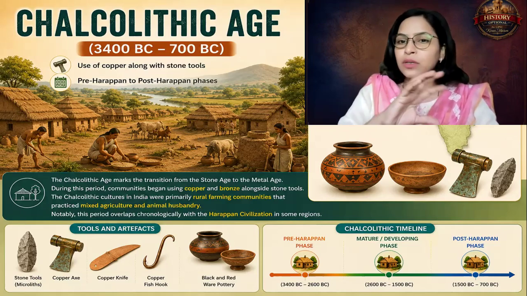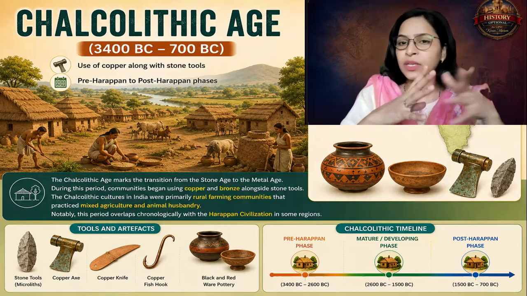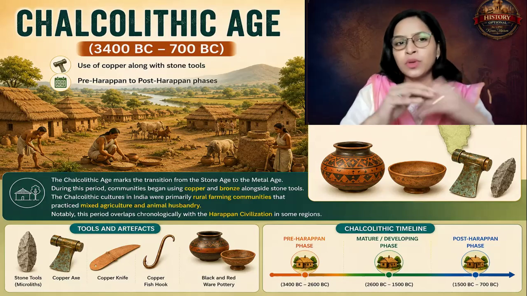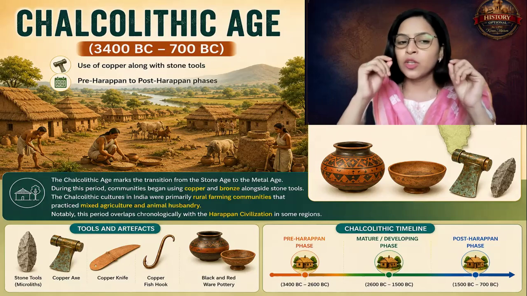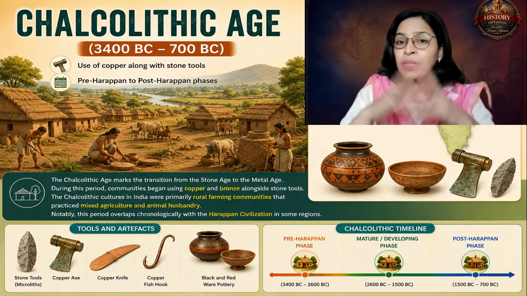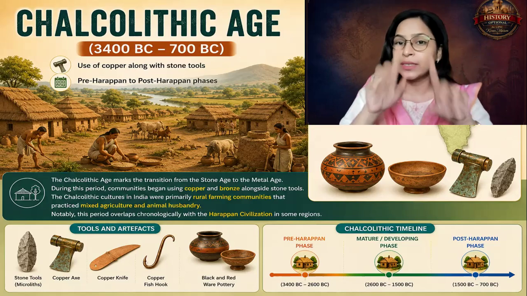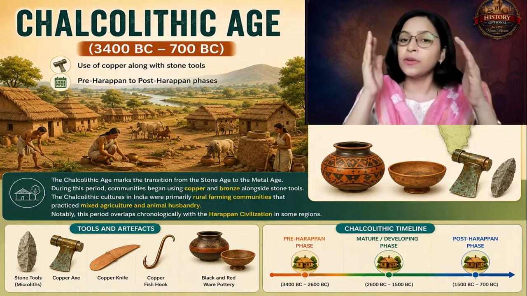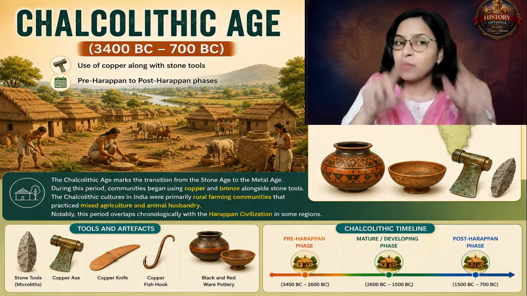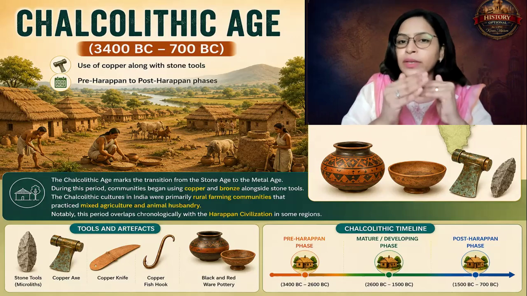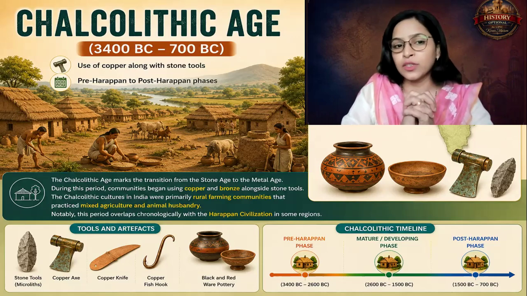Now, when I talk about the timeline of this Chalcolithic period, it begins from around 3400 BCE and extends up to 700 BCE. One peculiar feature of the Chalcolithic age in the Indian subcontinent is that certain Chalcolithic cultures existed before the advent of the Harappan civilization. So, certain are pre-Harappa. Whereas some existed along with Harappa, that is, they were contemporary or coexisted with the Harappan civilization.